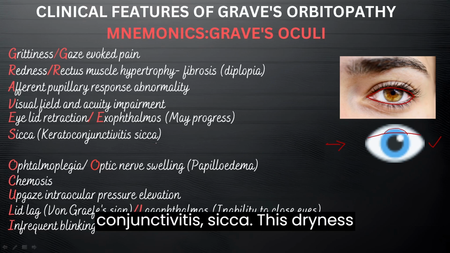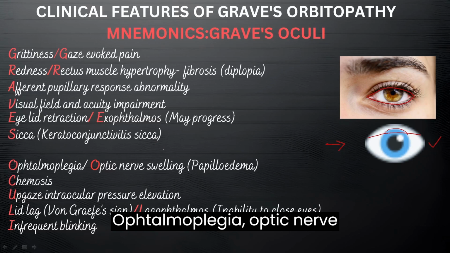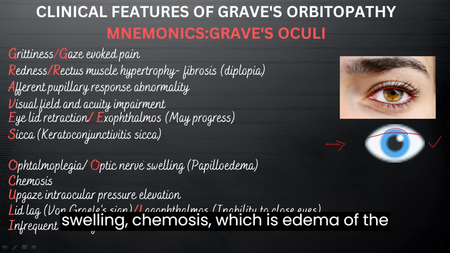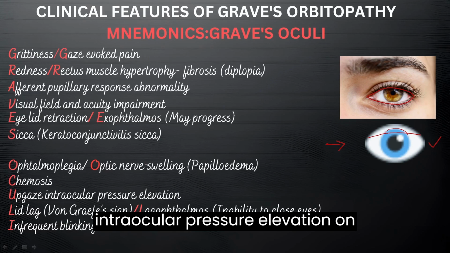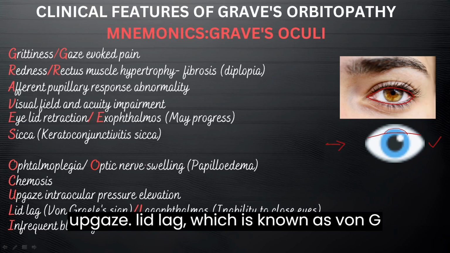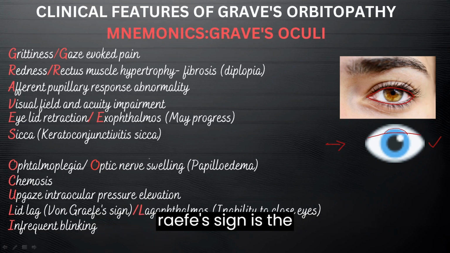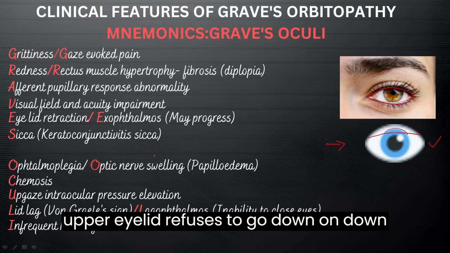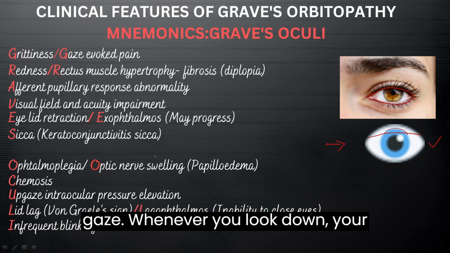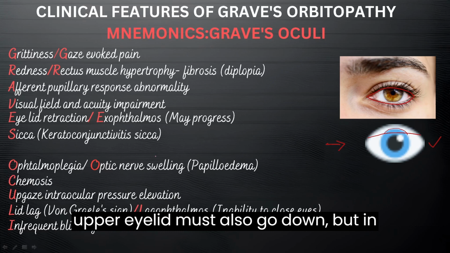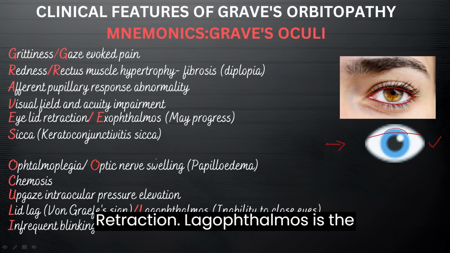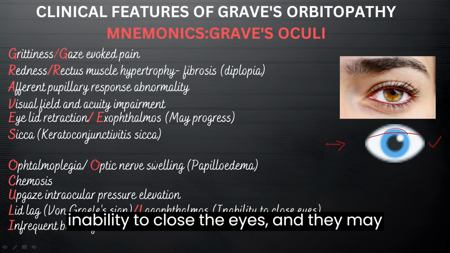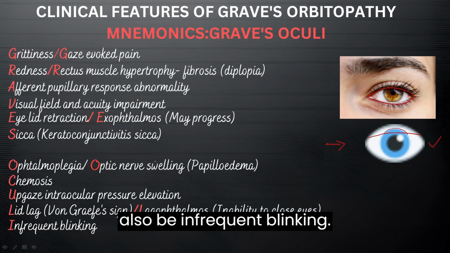Keratoconjunctivitis sicca is dryness, ophthalmoplegia, optic nerve swelling, chemosis, which is edema of the conjunctiva. Some studies have shown an intraocular pressure elevation on upgaze. Lid lag, which is known as von Graefe's sign, is when the upper eyelid refuses to go down on down gaze. Whenever you look down, your upper eyelid must also go down. But in Graves' orbitopathy, the upper eyelid will stay, just like we saw in eyelid retraction. Lagophthalmos is the inability to close the eyes, and there may also be infrequent blinking.